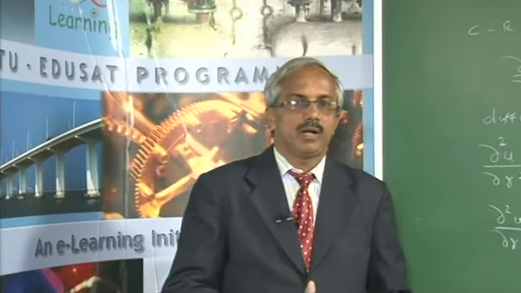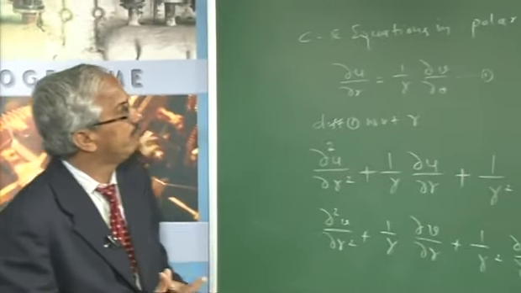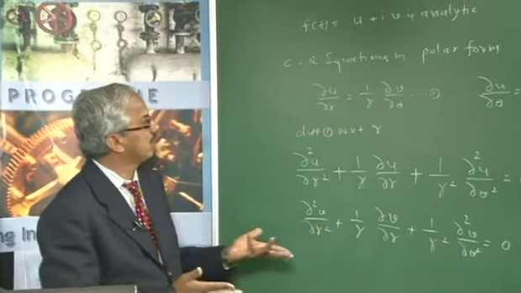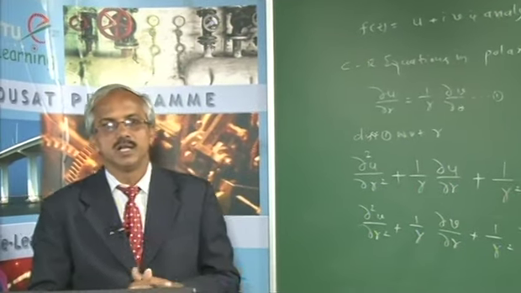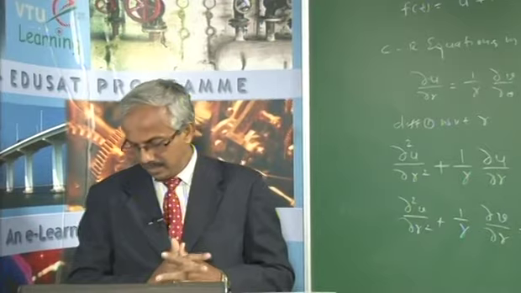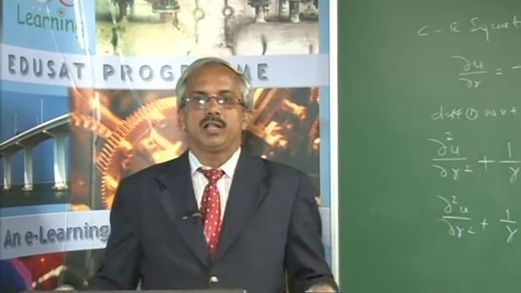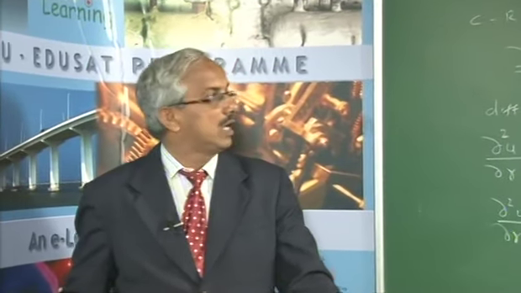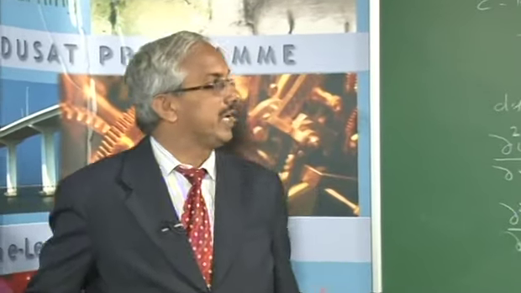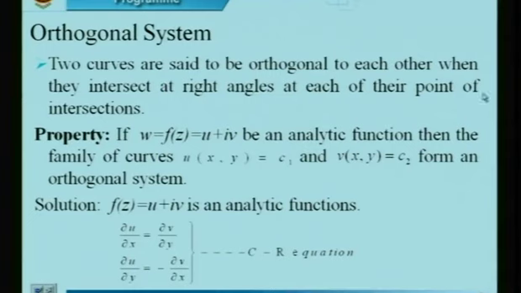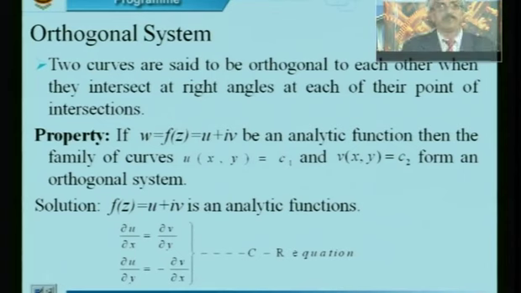Now, after seeing that u and v satisfy the Laplace equation, or u and v are solutions of Laplace's equation, we have to see the orthogonal system of functions. Two curves are said to be orthogonal to each other when they intersect at right angles at each of their points of intersection. That means two families of curves intersect at right angles at each point of intersection. So, this is an orthogonal system.